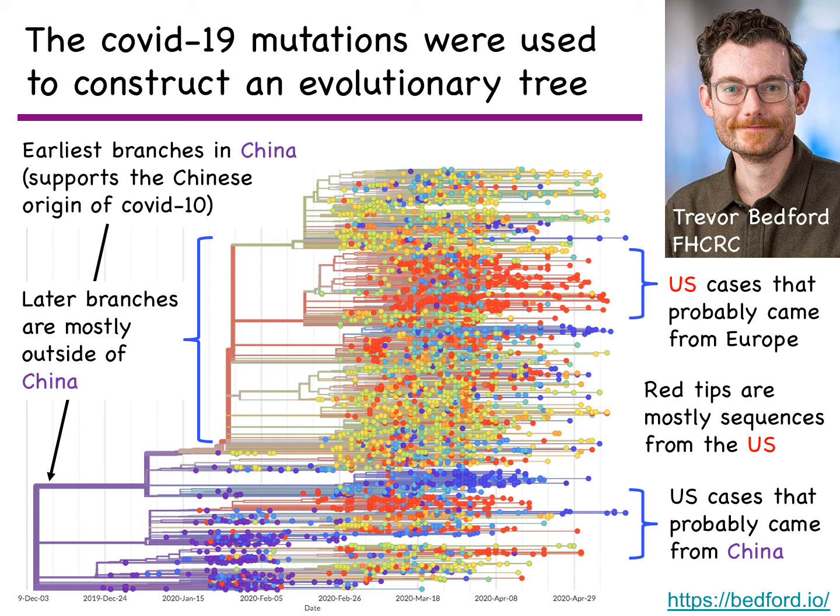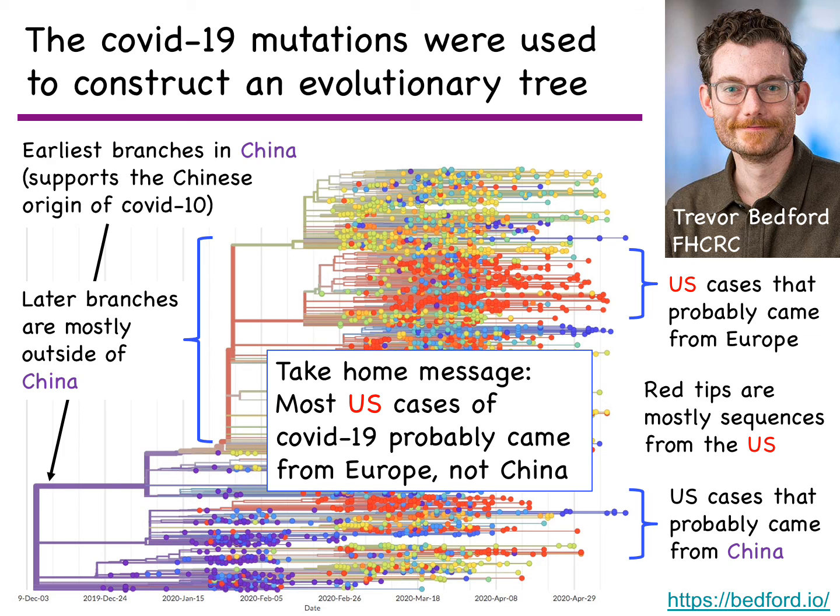So the take home from this analysis is that it turns out most of the US cases of COVID-19 probably came from Europe, not China. Now, of course, all the cases originally arose in China, but the point I'm making here is that of the cases that arose in China, only a small fraction of them actually ended up coming to the US directly from China. Most of them, particularly those on the east coast of the US, came from China to Europe and then from Europe to the US.